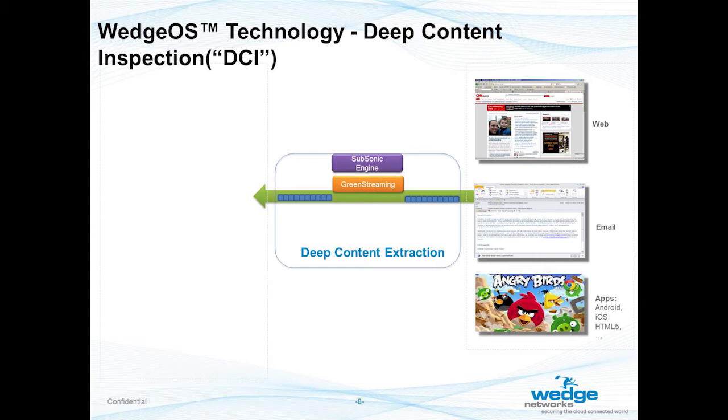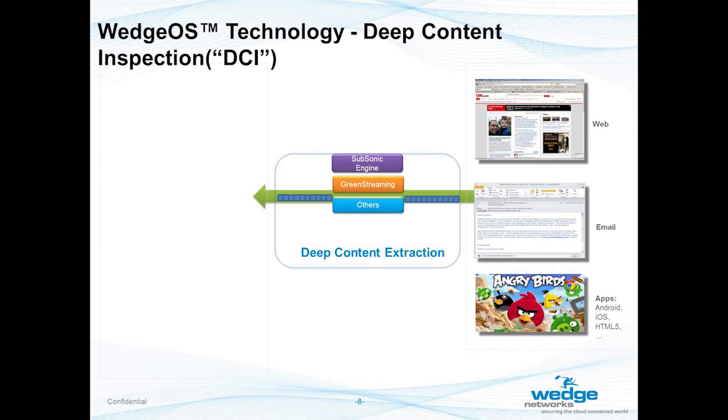So we had to introduce what we call the green streaming technology, which allows us to scan the content while we're delivering it. So we're not waiting for the content to be delivered first, then scanned, and then released. We're actually scanning it as it goes through the network, without compromising the security of the end device.